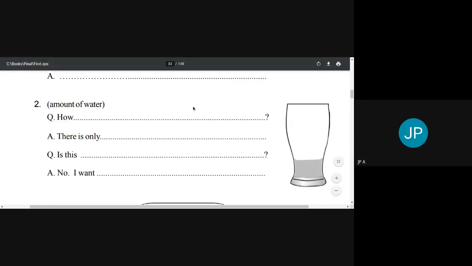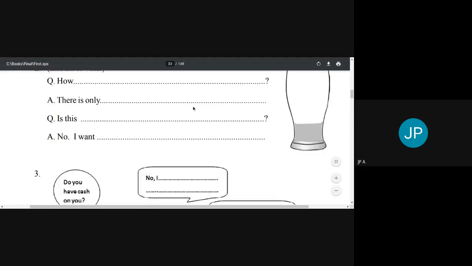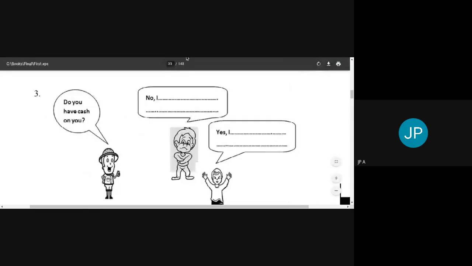No, I want some more water. Some and more are both determiners. We are using them together also sometimes. So no, I want some more water. No, I want more water. Okay. So no, I want more water to drink. Okay, that is the response to this question. Let's look at the next one.